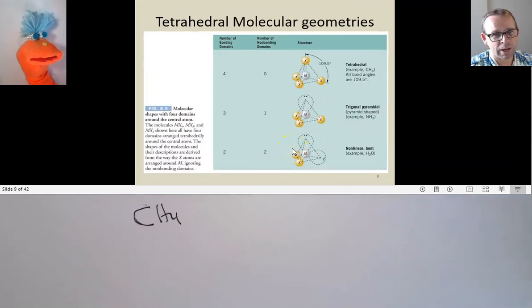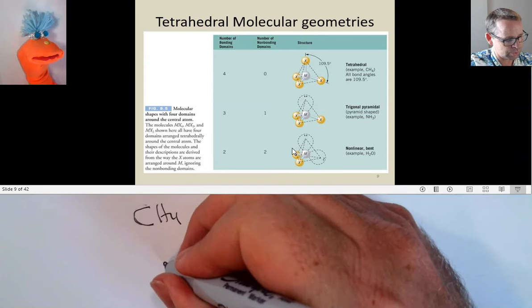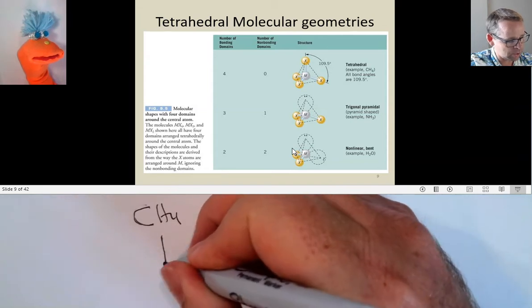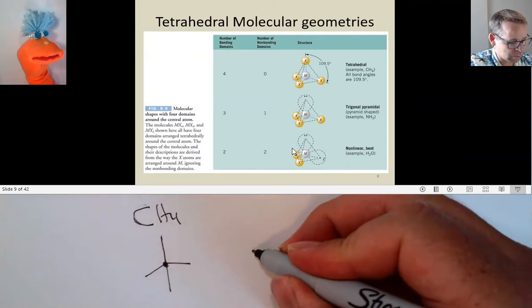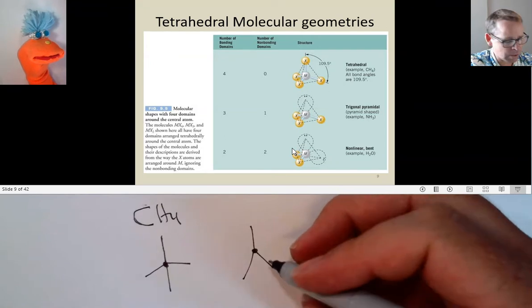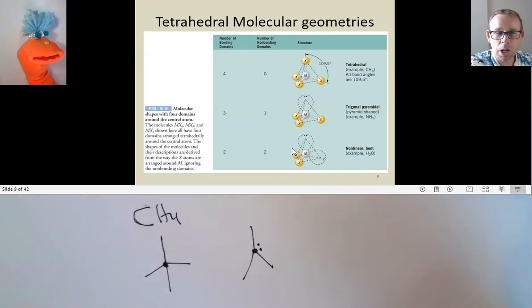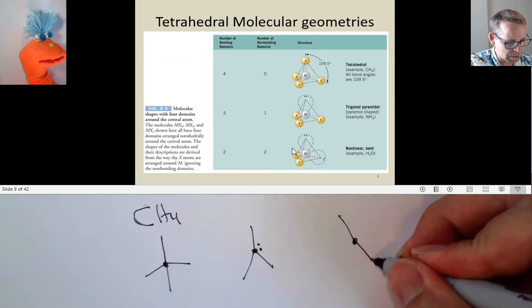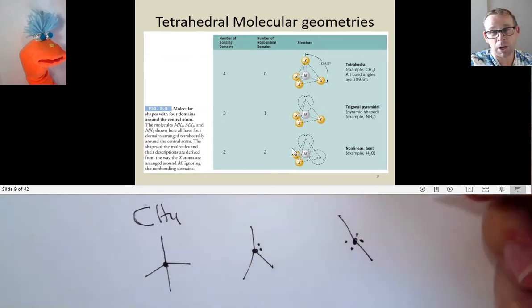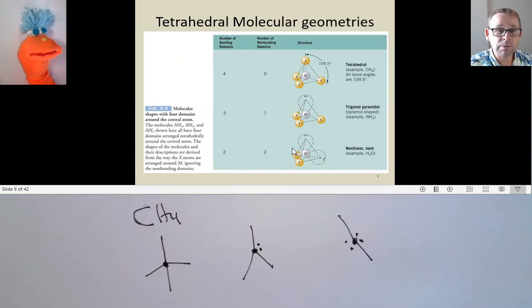We can also have regions, so this is a central region and 4 bonding regions, right? 1, 2, 3, 4. We can also have situations where I have a central region and 3 bonding regions, but a 4th non-bonding region. Or I can have a central atom, 2 bonding regions, and 2 non-bonding regions. All of these will have a tetrahedral shape in terms of the regions of electron density.